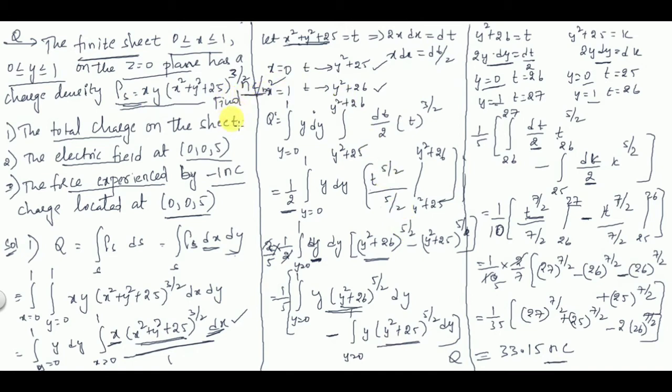Okay, so I forgot this. Please write this also, nanocoulomb per meter square. This rho s units are nanocoulomb per meter square, so everywhere it is multiplied by 10 to the power of 9, so you'll get in nanocoulomb. Okay, so this is how we can find the total charge of a given finite sheet. Let me take one more slide. I'll solve the second and third problems.